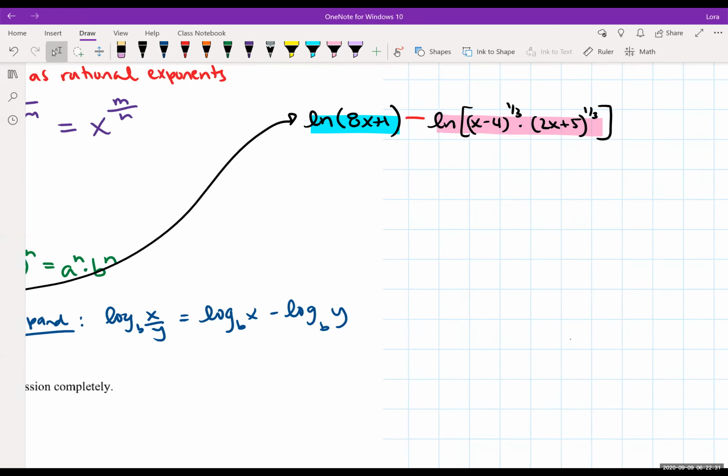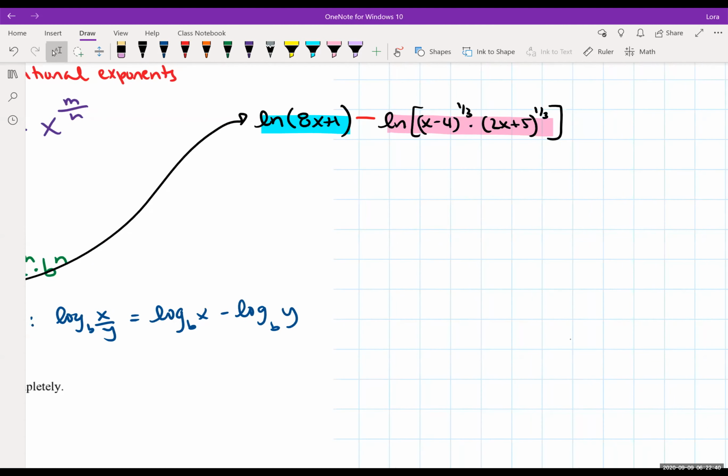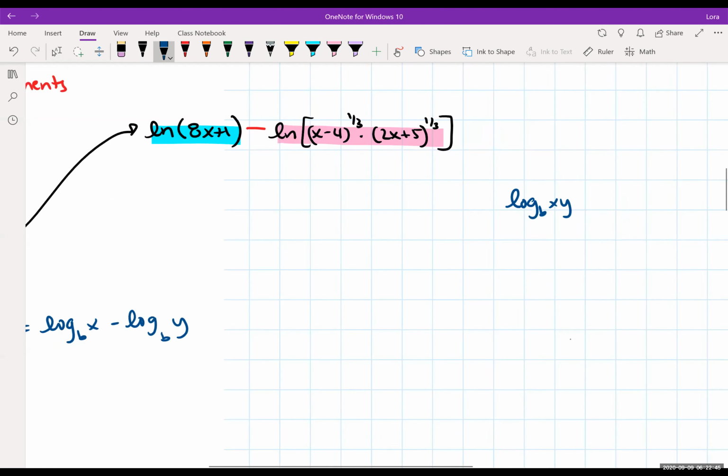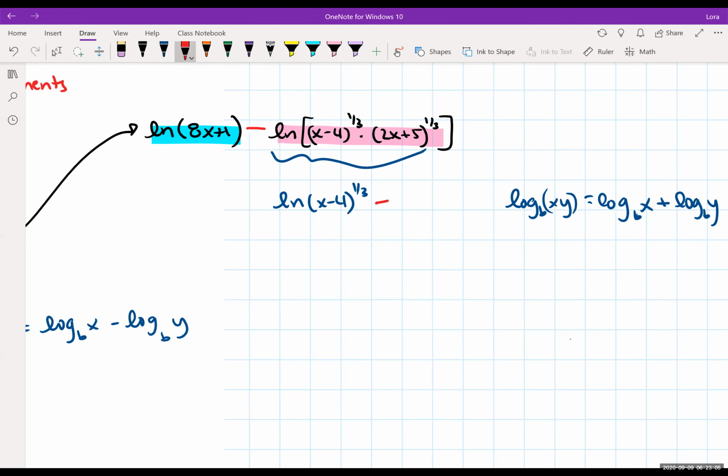It is the second part, the pink version, natural log of a product. We're going to use the property one more time. When you have the log of a product, if you remember, the log of a product breaks up into a sum of the two logs. So that pink part, I'm going to break up just a little bit more. That is saying natural log of x minus 4 to the 1/3 plus natural log of 2x plus 5 to the 1/3.